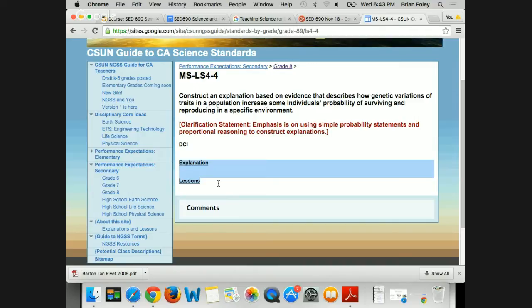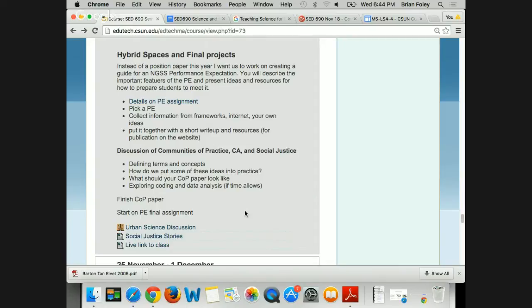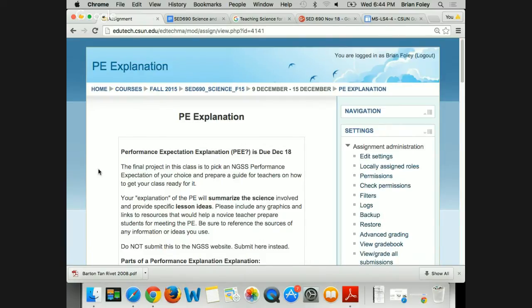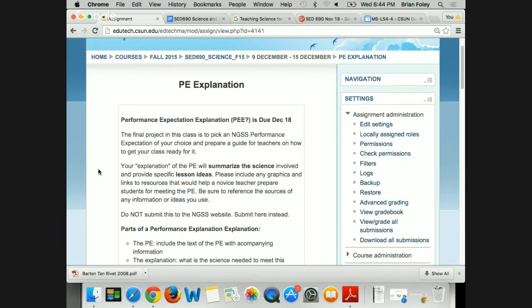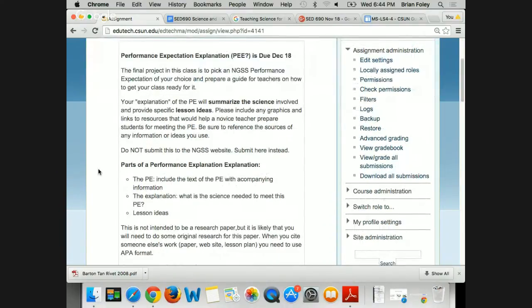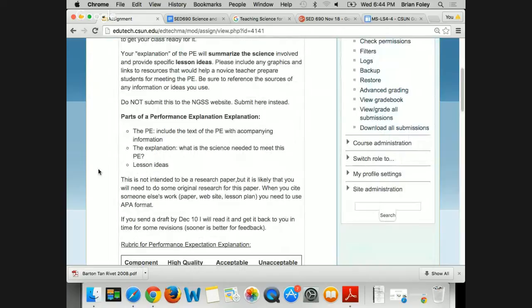Are you going to have to make up all new lessons and reinvent the wheel? No. We can borrow things. We can link to lessons and things like that. Again, we're not going to put it on the website. You're going to turn it in to me first. The details on the PE assignment are right here. This is due at the end of the semester, somewhere around December 15th, 18th. We're just going to do one.